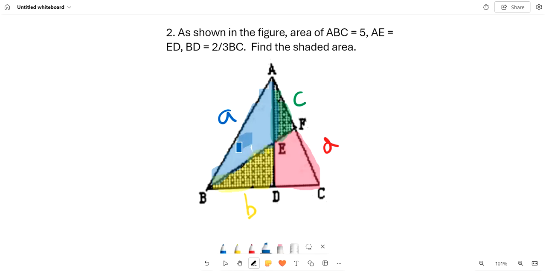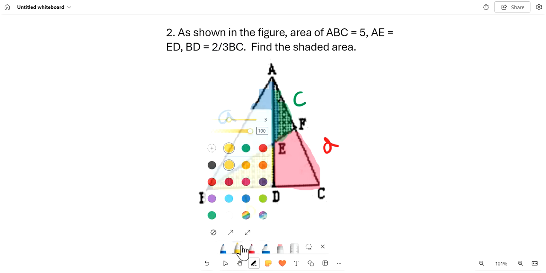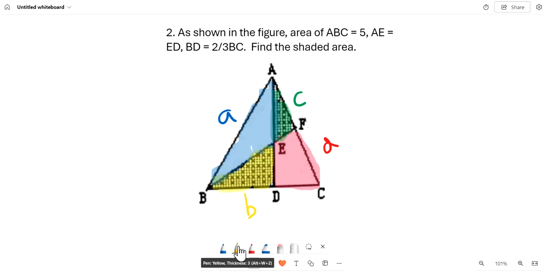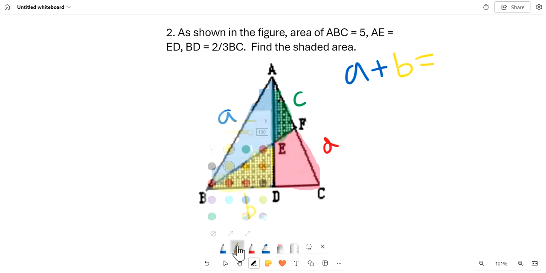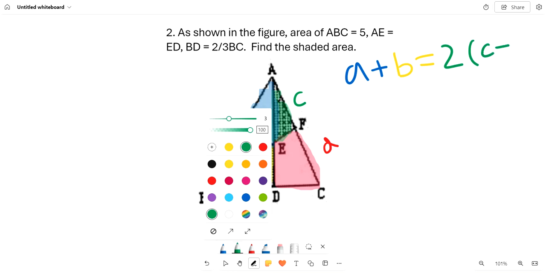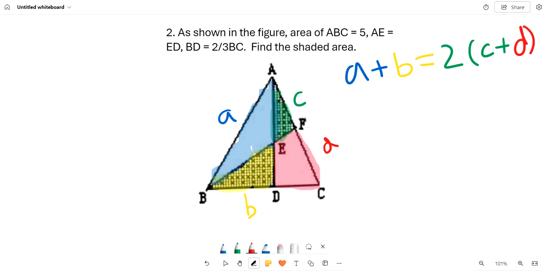So we can see that. Let's mark these areas as A, B, C, and D. So from the proportion of BD, we see that A plus B equals 2 times C plus D, because the height's the same, but the base is doubled.